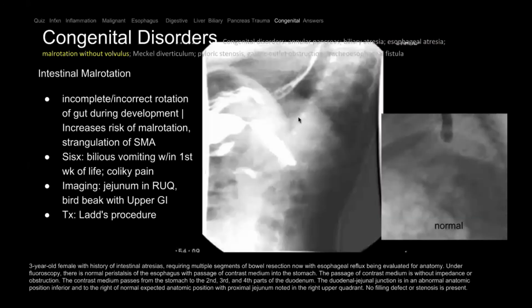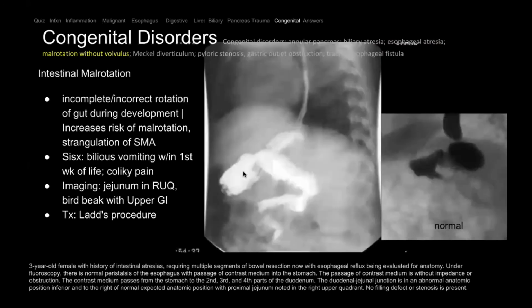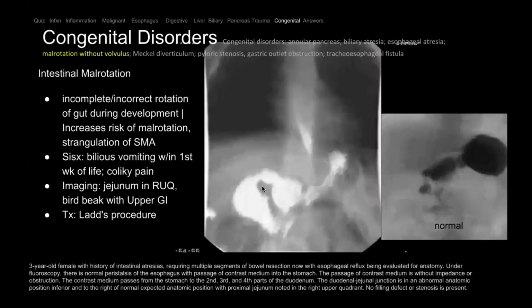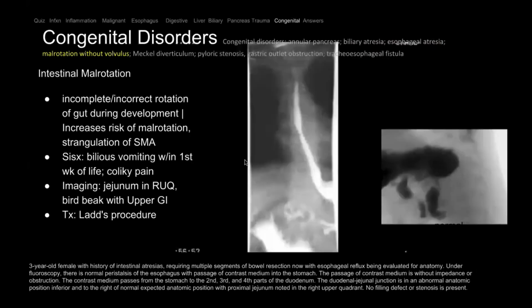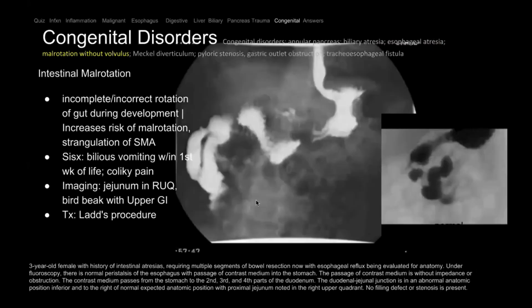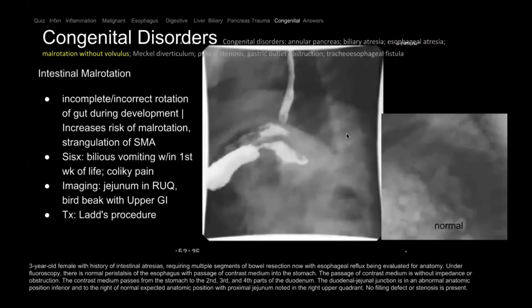In contrast, in this abnormal study, the patient has contrast and it stays to the right of the abdomen. So this is called malrotation because there is incomplete rotation of the bowel to the left upper quadrant.